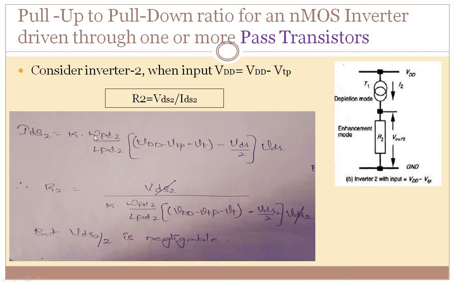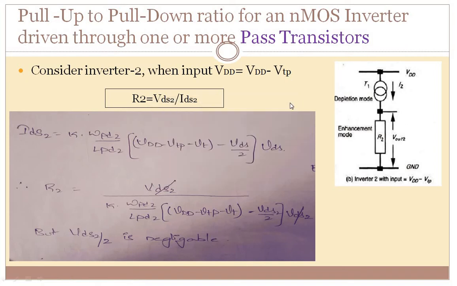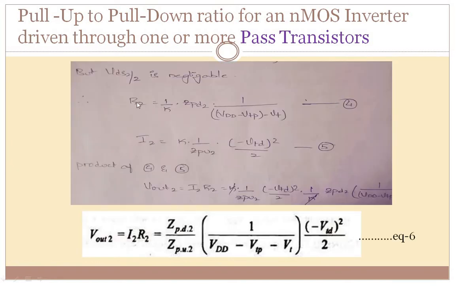So IDS2 is equal to K into WPD by LPD, because you are considering the depletion mode, that is your pull down transistor, and the input for your second inverter will be VDD. Instead of VDD, you will get VDD minus VTP, that is the threshold voltage of your pass transistors. So that is the condition: K into WPD divided by LPD, (VDD minus VTP minus VT minus VDS by 2) into VDS. Either you multiply it in, or you can take it common over here. Now what will be the value of R2? That is VDS divided by IDS2. I will cancel the VDS2 value and the VDS2 value over here, and as VDS2 is negligible, you will get R2 is equal to 1 by K ZPD2 into 1 by (VDD minus VTP minus VT). This is the fourth equation.